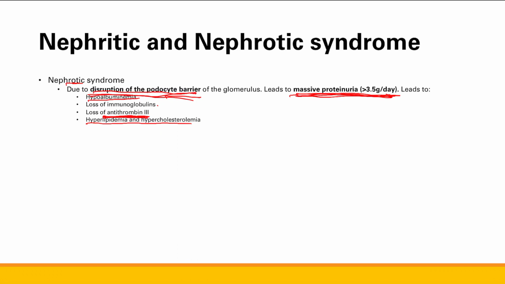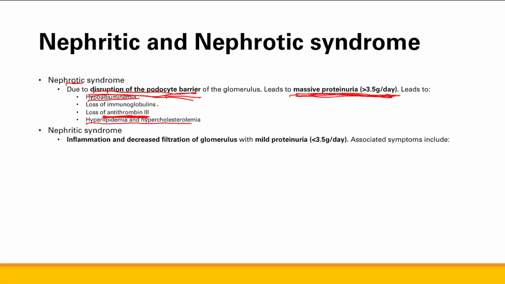So again, nephrotic syndrome: disruption of podocyte barrier, and the key thing here is massive proteinuria. That's the key way you're going to differentiate this from nephritic syndrome, which we're going to see in a second. And you're going to see all these complications all from disruption of the podocyte barrier, mainly. So you have hypoalbuminemia. What's the complication from that? Edema. Loss of immunoglobulins leading to what? Leading to risk of infection. Loss of antithrombin 3, leading to hypercoagulable state. Finally, hyperlipidemia, hypercholesterolemia.